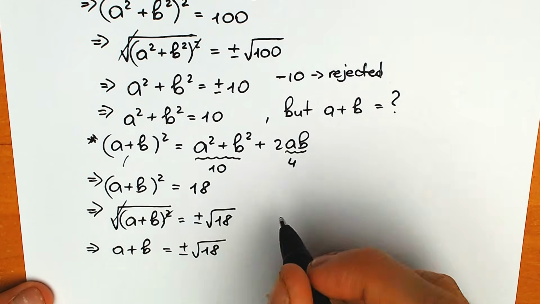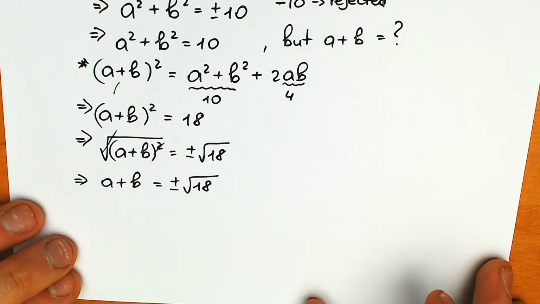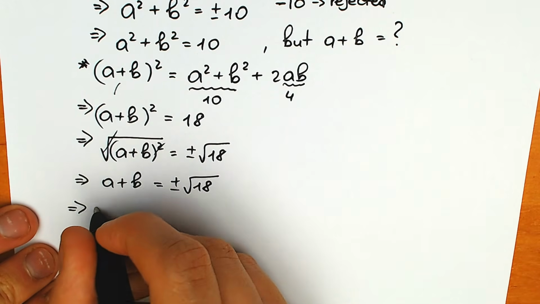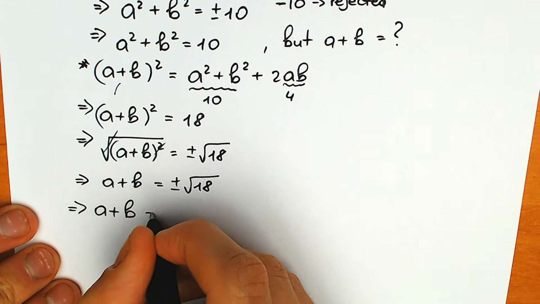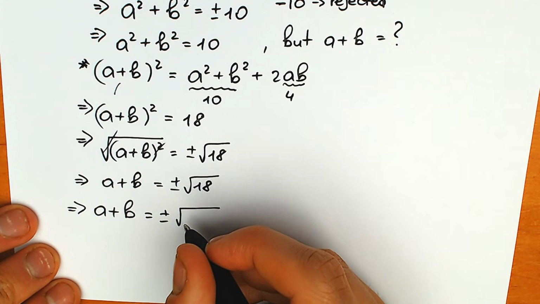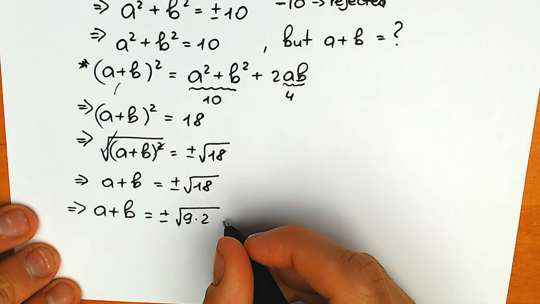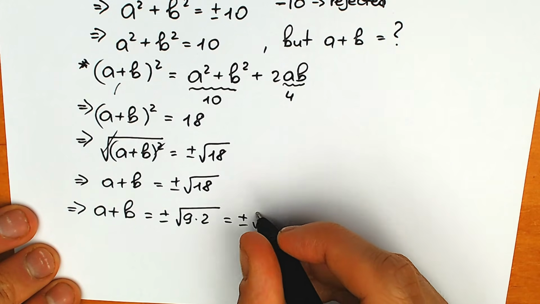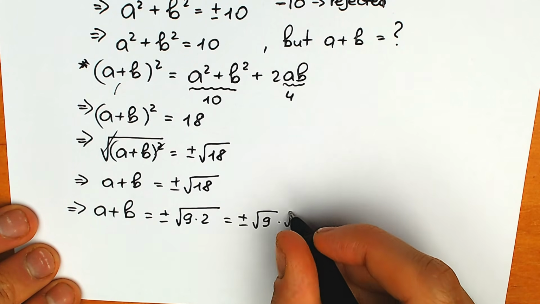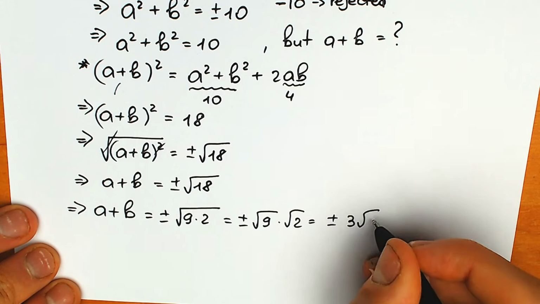So let's simplify this real quick, because square root of 18 we can simplify it. We have a plus b equal to plus minus square root of... the basic way is 6 times 3 or 9 times 2, but 9 times 2 is even better for us because we can split it like square root of 9, our perfect square case, times square root of 2. So as a result, our final answer is plus minus 3 square root of 2.